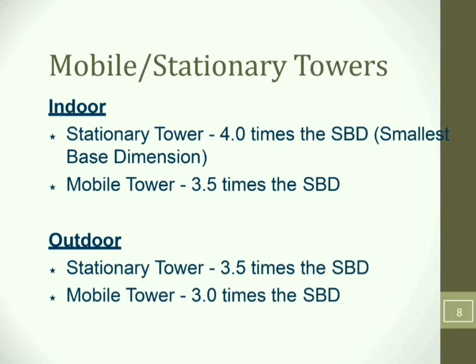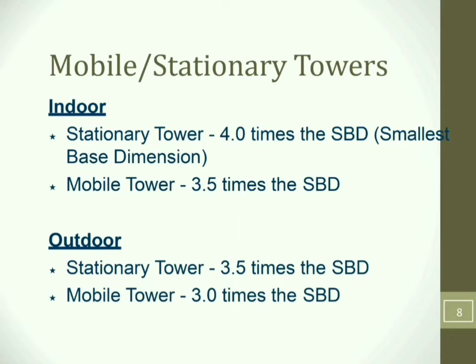For 3.5 times the smaller dimension, this means the height of the scaffold tower is 3.5 times the length or width of the smallest dimension. In other words, if you take the smaller side of the scaffold's rectangular face and multiply it by 3.5, you will get the height of the scaffold tower.